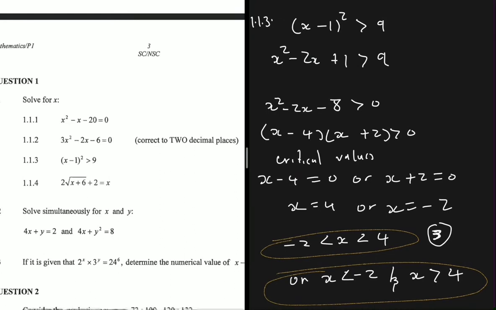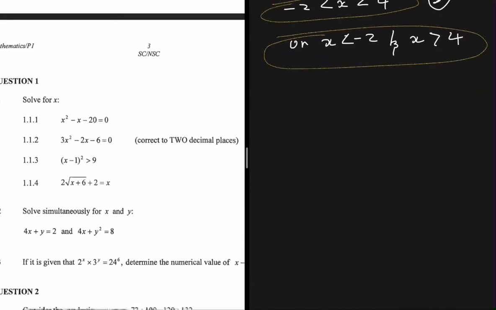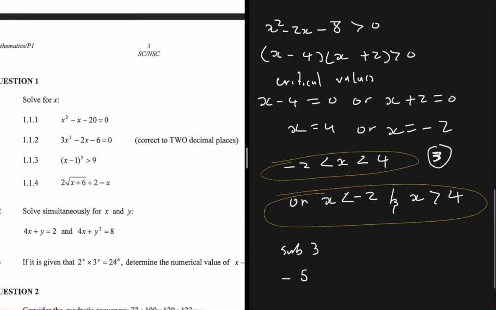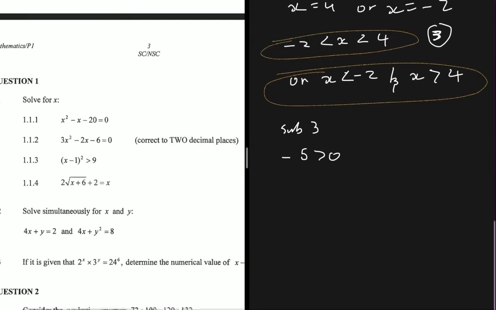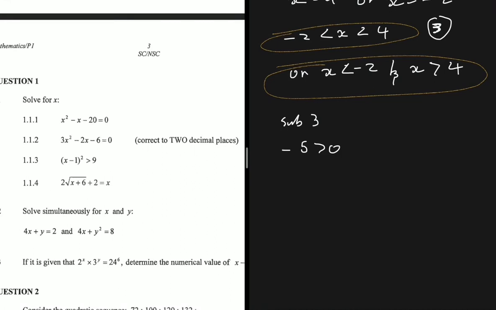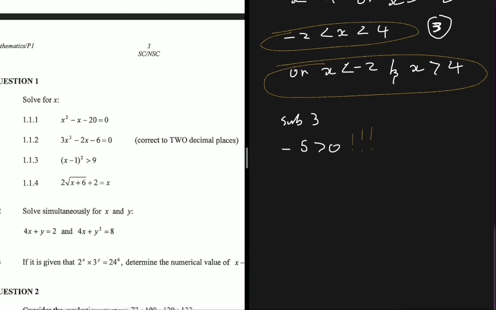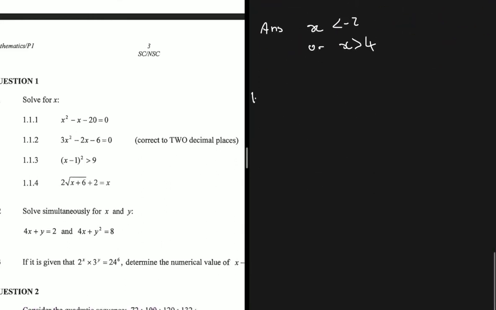So I'm going to have 3 squared minus 2 multiplied by 3 minus 8. So if I substitute 3, I'm getting minus 5 is greater than 0. And clearly, this is false. So that means that the first solution is not true. So our answer is x must be less than minus 2, or it must be greater than 4, right? Yeah, let's move forward.